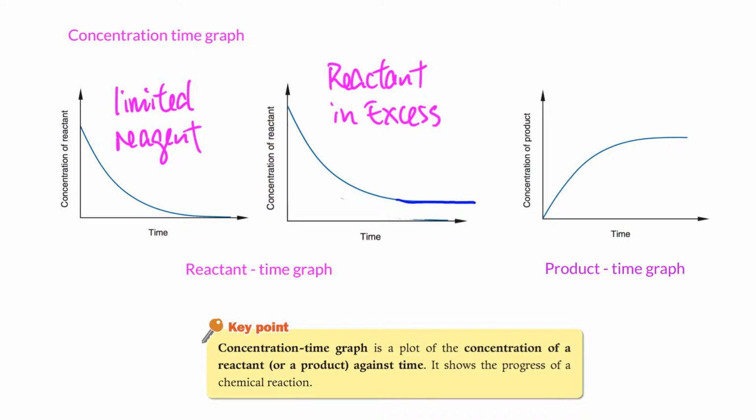But the product-time graph will be different, because the product is going to form in the process. Therefore, the other way round, the product-time graph will increase as time goes by. But again, if the reaction has completed, no more new product will be formed, so it will go horizontal. The y-axis is the concentration, the x-axis is the time. So there are three kinds of concentration-time graph shown like this.